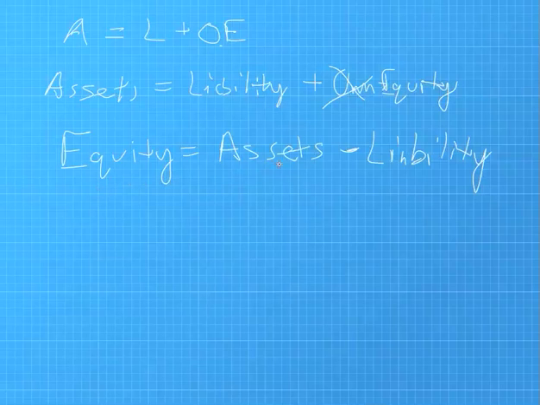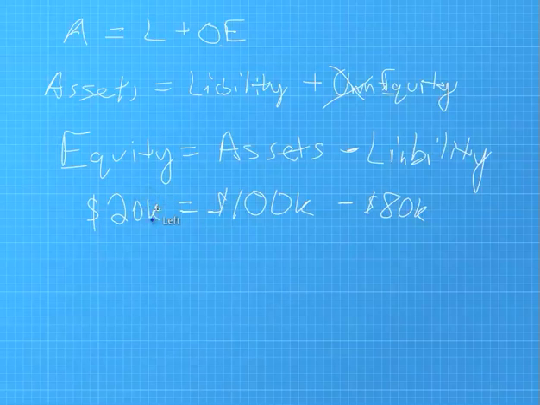So, for example, if you buy a house for $100,000, you put $20,000 down on it, and you took out a loan of $80,000, then essentially your net worth, or your equity in the home, given that the home is worth $100,000, would be $20,000 in equity.